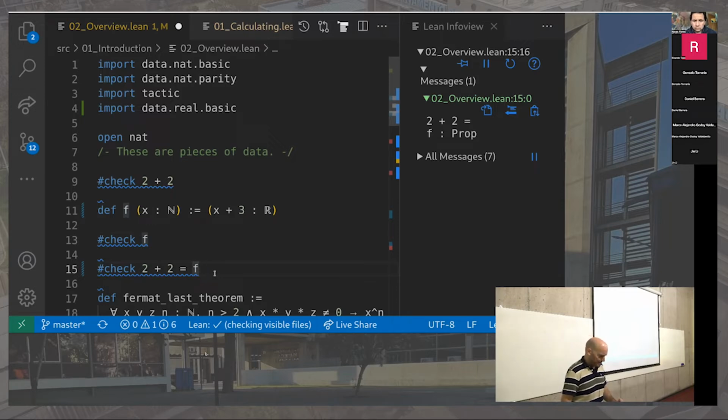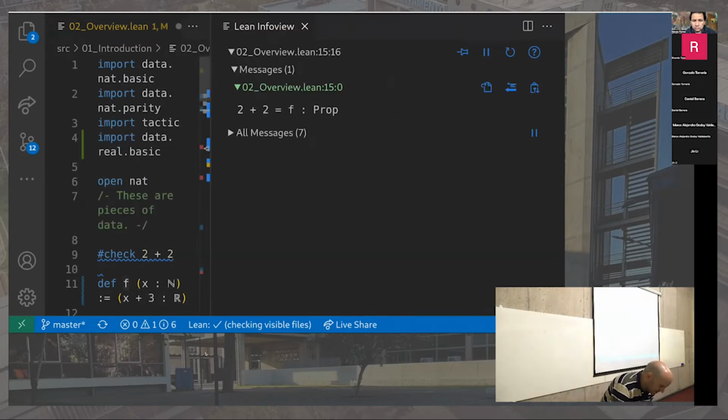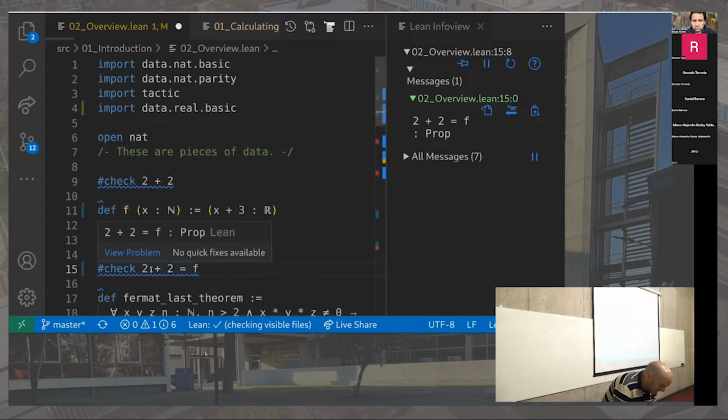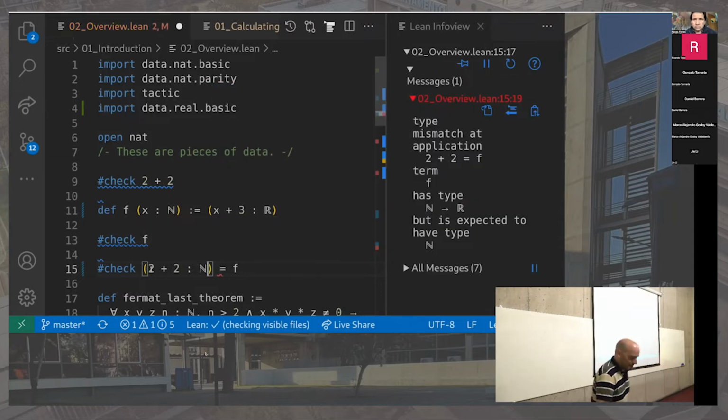I'm really surprised that it's not complaining. Really? 2 is a constant function. Yeah, I must have done something like that. Oh, okay. Yes. Let's really force it to consider the natural number. Now I say, is it true that the natural number 2 plus 2 is equal to f? And you see that it's not saying the type. It's saying type mismatch, and so on. It is raising an error. It's saying what you wrote doesn't make any sense.